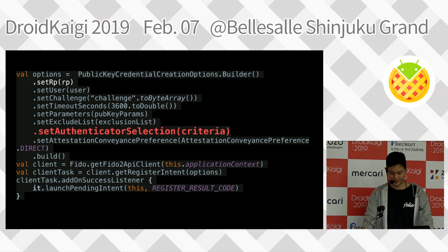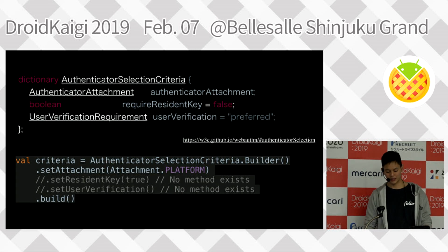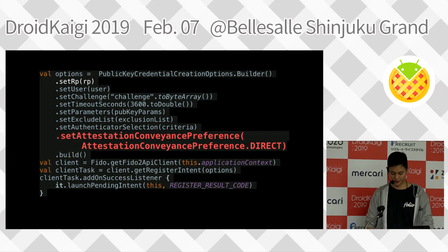And lastly, it has a field set authentication selection criteria. But this one I already talked about in the option request part. So again, this is describing attributes of the authenticator, and whether the server side is interested in an authenticator that is attached to a platform or not. Then lastly, there's a set attestation conveyance preference.